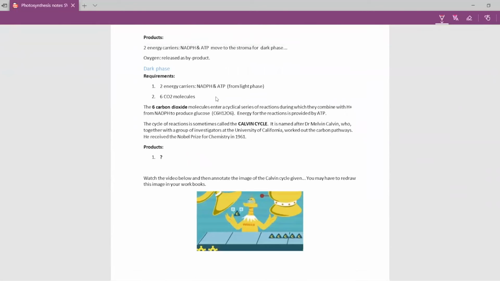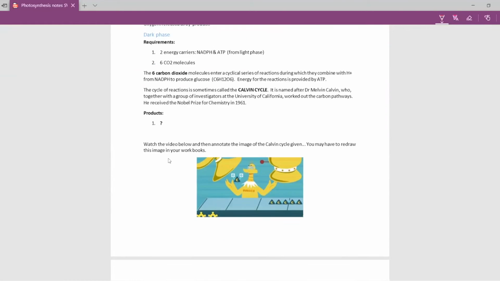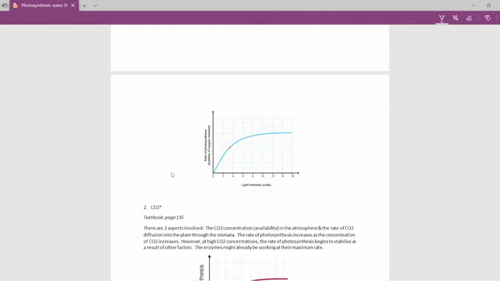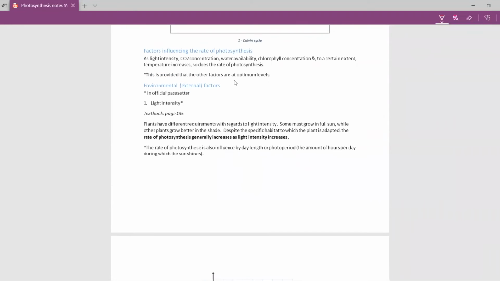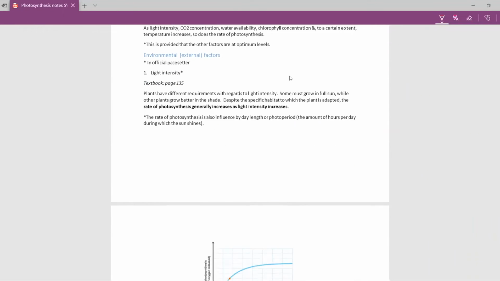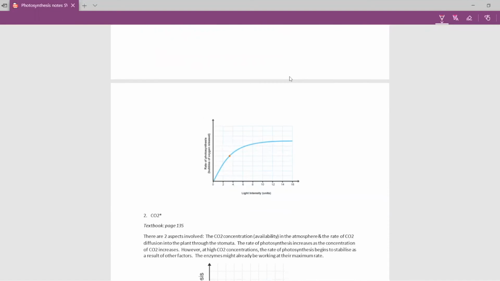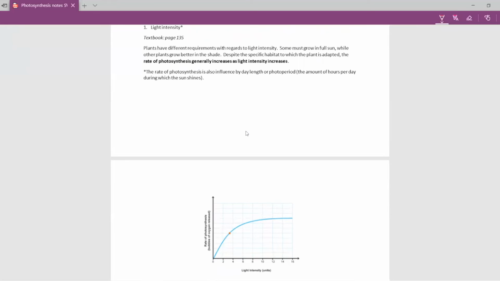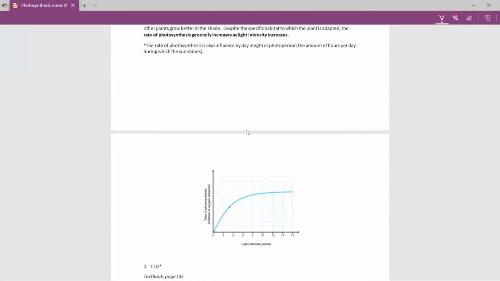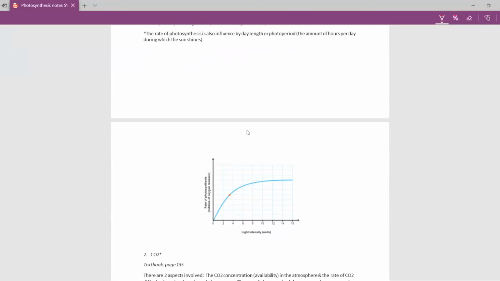Here it is in your notes. You can just ignore all the other detail that we do. And let's look at the different graphs. Let's look at the environmental factors, the factors that affect the rate of photosynthesis. The first one we're looking at is light intensity. You can see that, of course, photosynthesis is influenced by the amount of light, and every plant has its own different requirements for light. So the rate of photosynthesis increases as the light intensity increases, but up to a certain point, and then it becomes stable.